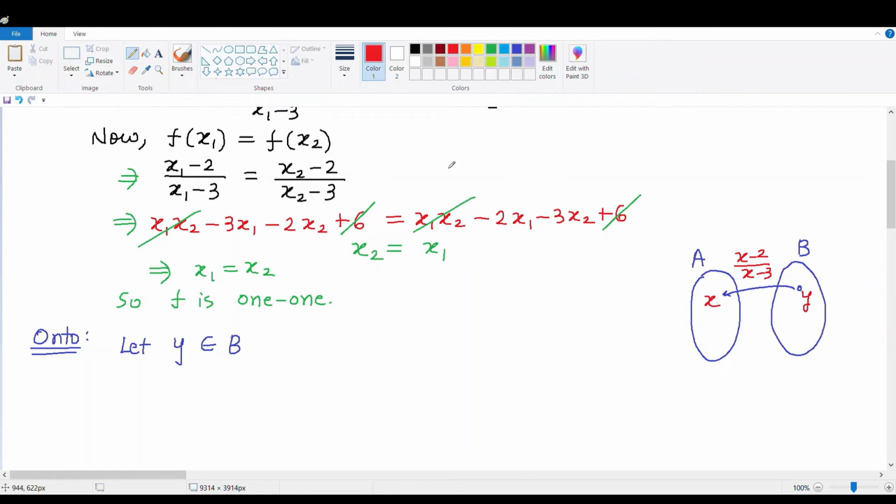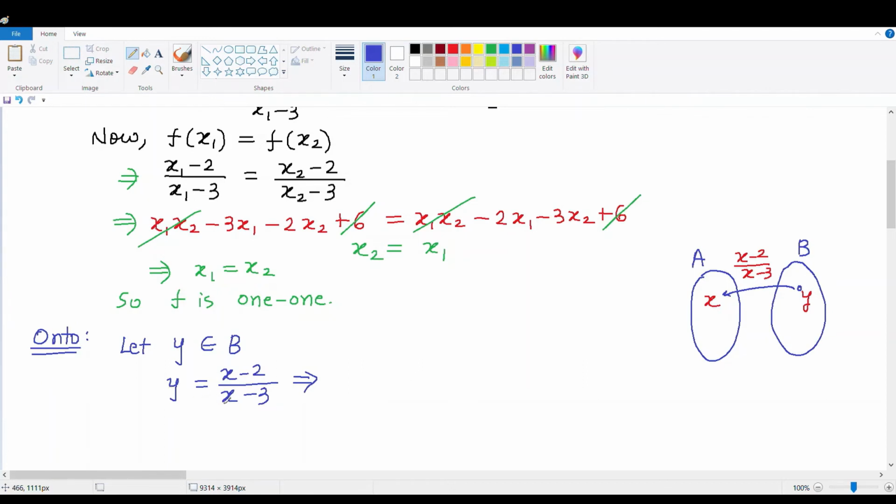So from that function definition, I can say that y is equal to (x minus 2) over (x minus 3). Now if y is equal to this, I want to solve this equation for x, because that's what we do. We take one element from our codomain, we use the function definition, and then since we have y equals that equation, we are going to change it to make it x equals that equation.